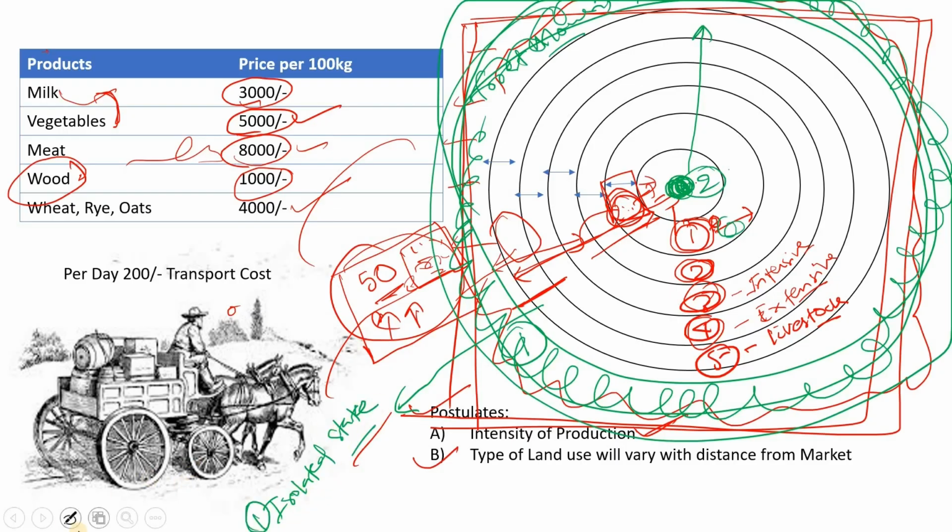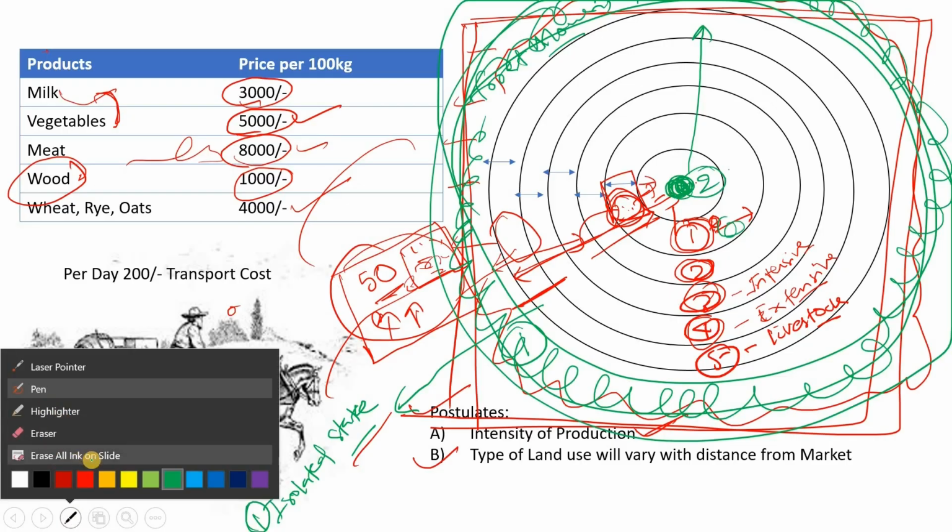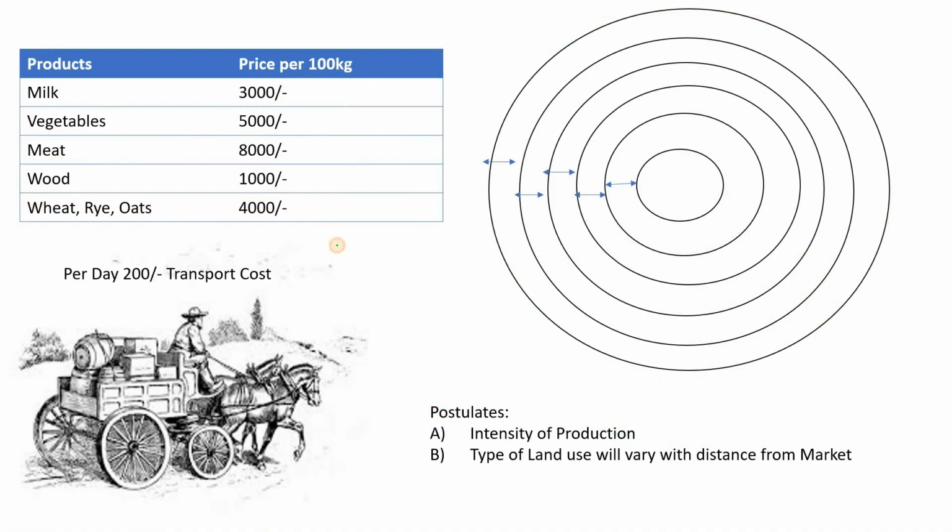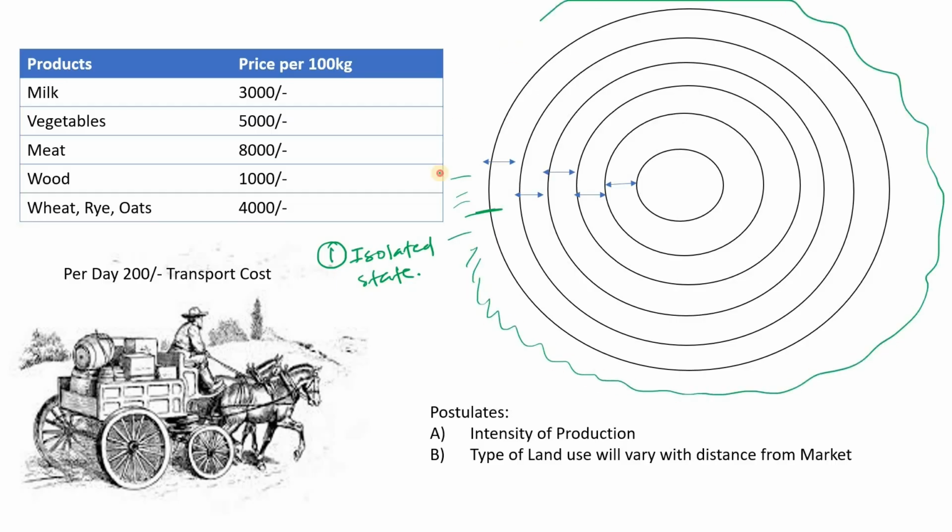Okay, let me clear the page and write this again. First assumption is this place is an isolated state. The name of the book was also The Isolated State. Isolated state means not connected to the outer world. This place is covered with wilderness, surrounded by wilderness. People do not prefer to go outside of this area.